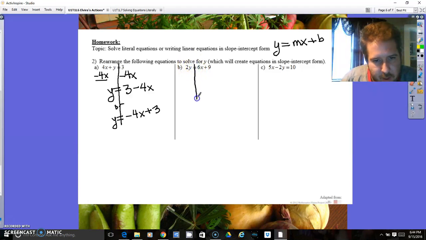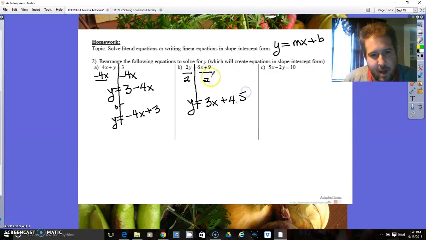All right, this one over here is going to be just as easy. Divide both sides by 2. That's going to leave you with y equals 6x divided by 2. Oh, you got to do it to everything. Don't forget about that. That equals 3x plus 4.5. And the reason why it's 4.5 is because if you're going to divide this entire side by 2, then you got to divide this entire side by 2.